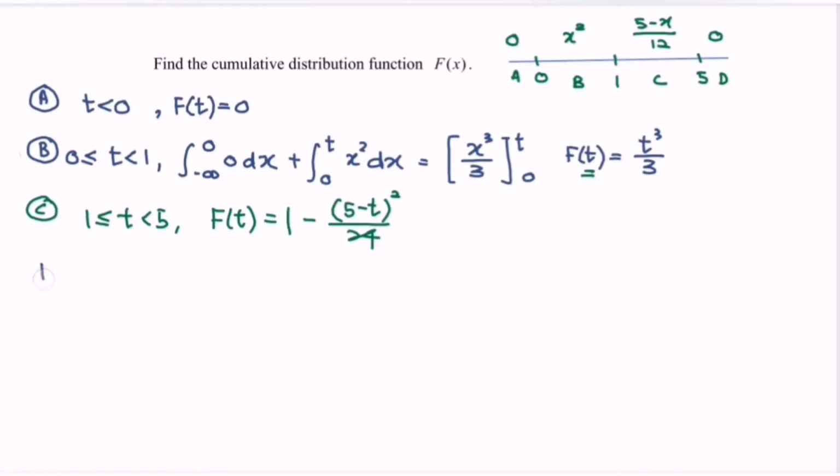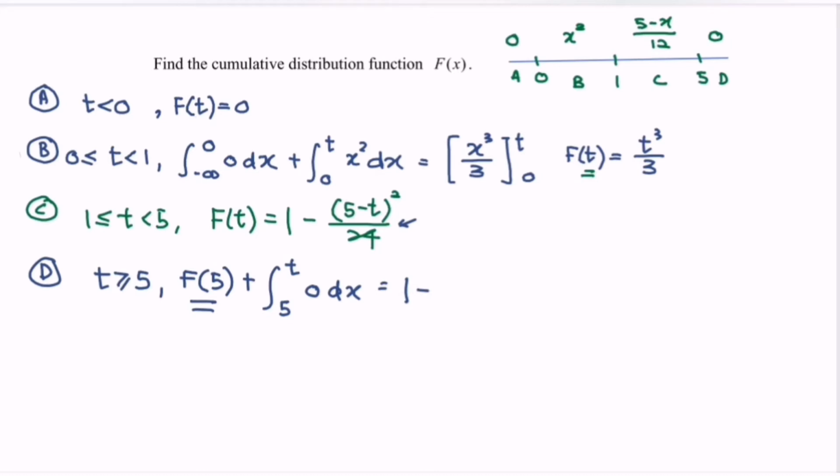Next, for part D, where we have the domain t greater than or equal to 5. So in here we can write F(5) plus integrate from 5 until t for the function 0 dx. So as we can see, F(5), means that we can substitute the situation into this part. So we will have 1 minus, if we substitute 5, then we will obtain 0 squared, where we will have 0. Plus, for this part, if we integrate the situation, we will still have 0. So as a conclusion, F(t) will be equal to 1.